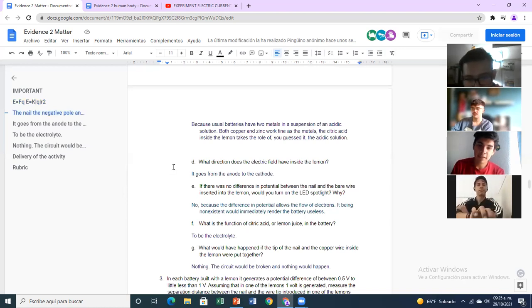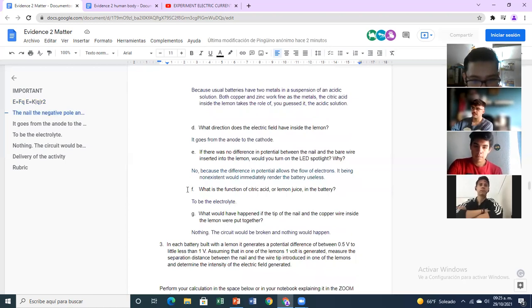What direction does the electric field have inside the lemon? It goes from the anode to the cathode. If there was no difference in potential between the nail and the copper wire inserted into the lemon, would you turn on the LED? No, because the difference in potential allows the flow of electrons. Its being non-existent would immediately render the battery useless.